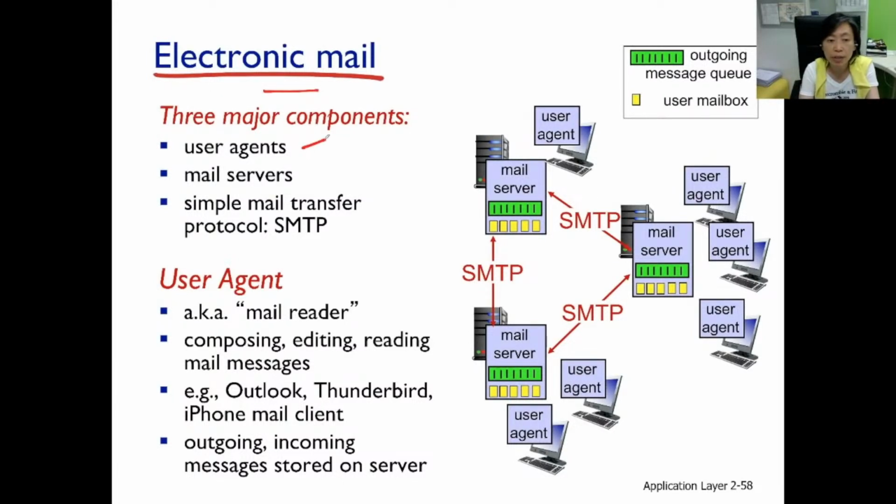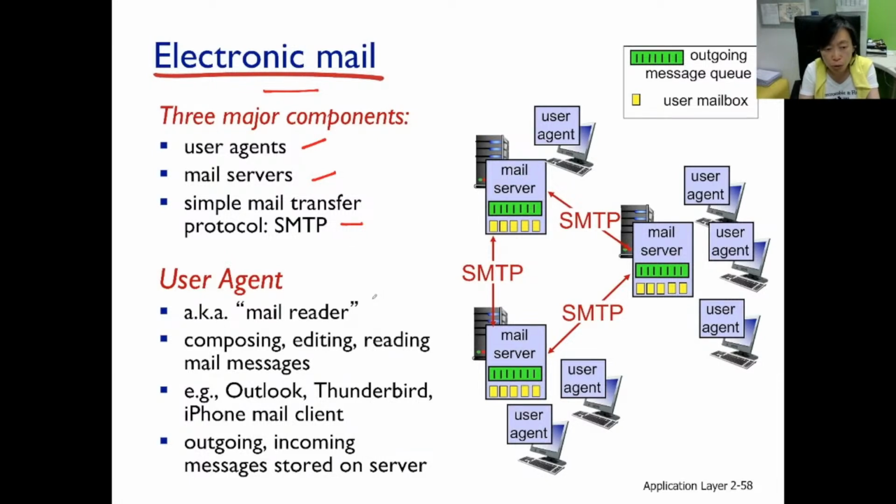First is the user agent. This is the software running on the machine closer to the users. And mail servers are the software running on more resourceful machines farther away from the users. And among these mail servers, it runs this protocol, SMTP, the Simple Mail Transfer Protocol. These we'll also talk a bit more about.